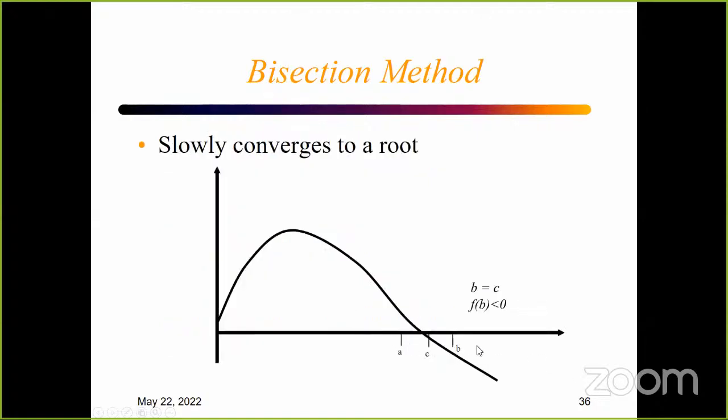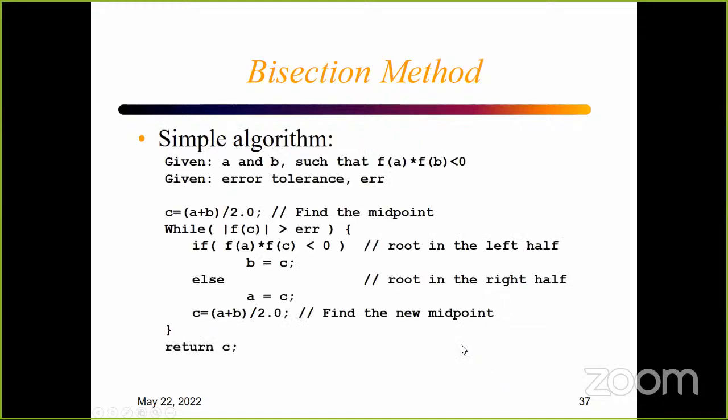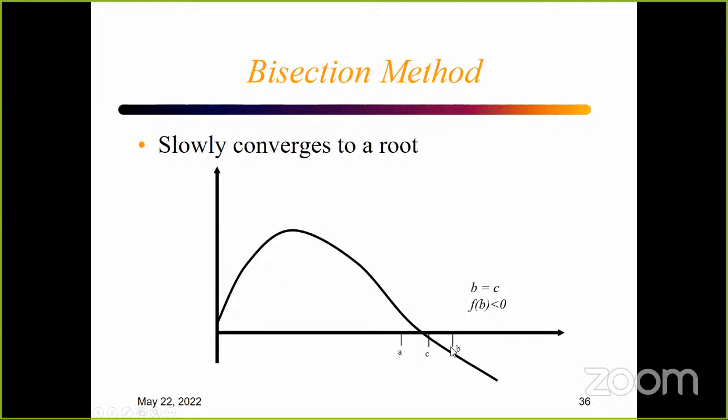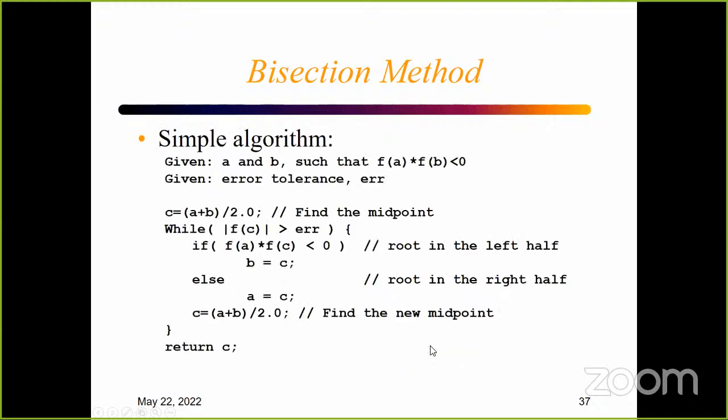If f of a and f of c is less than 0, then the root lies between a and c. If it is greater than 0, then the root lies between c and b. That is the only criterion they told. Means if f of a and f of c is less than 0, the root is in the left, that is b is equal to c. If not, a is equal to c, and it will continue.